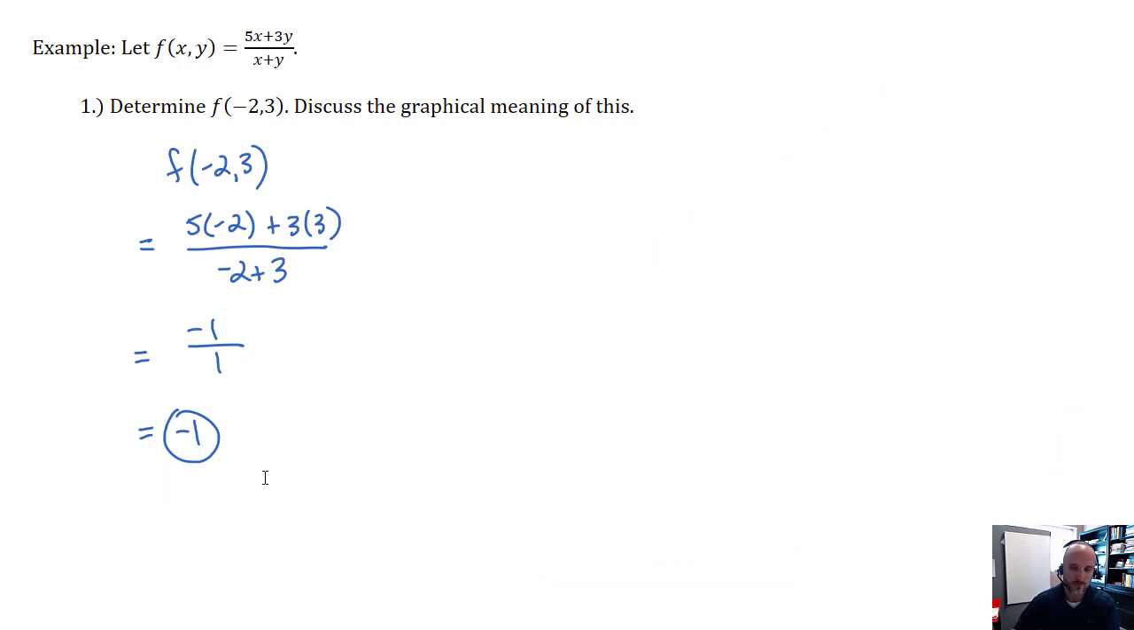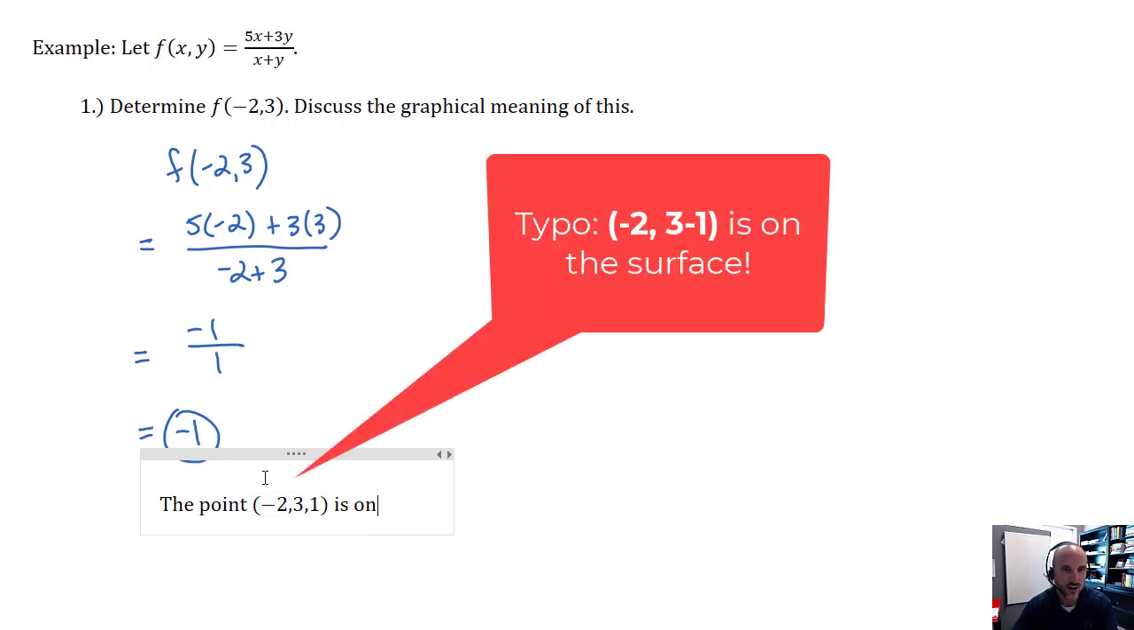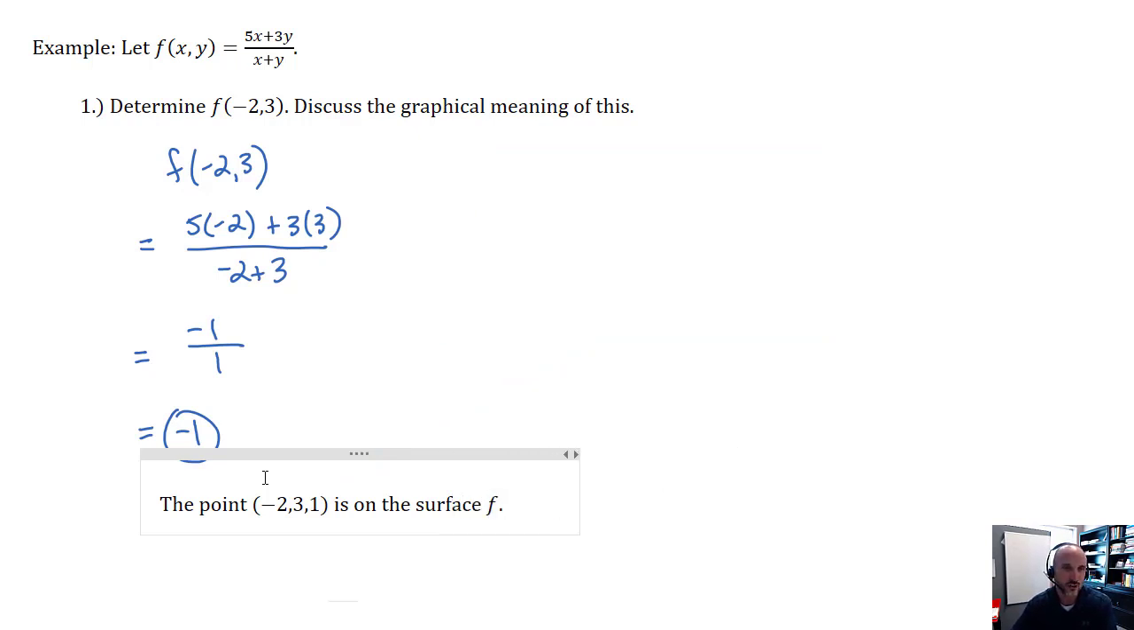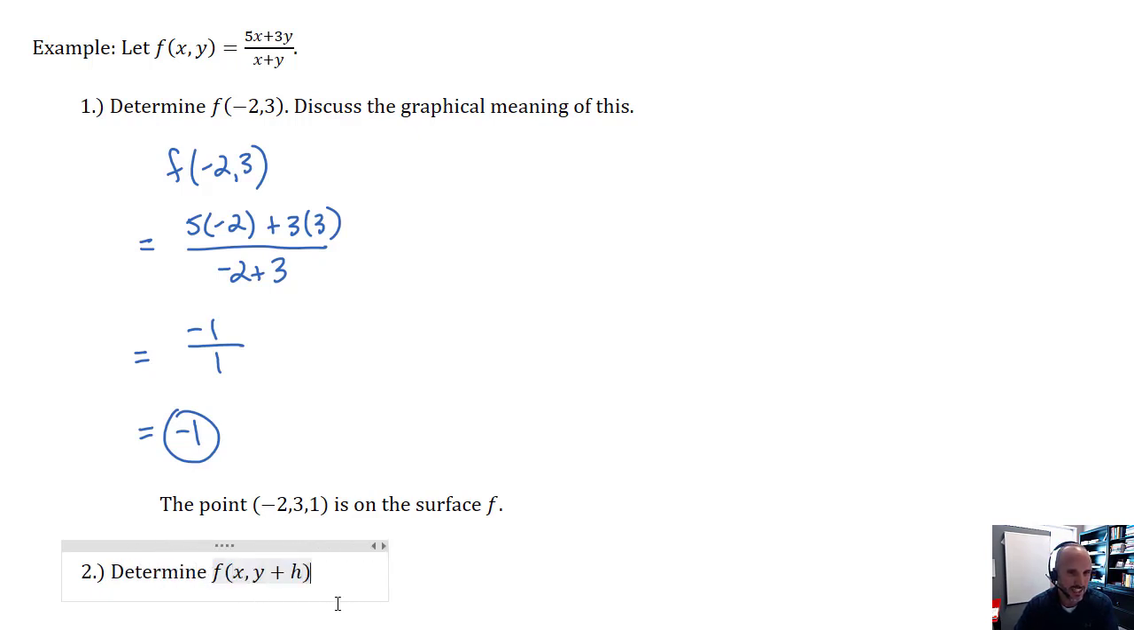So the point -2, 3, -1 is on the surface f, because this function is a surface, so that point is on that surface, okay? Example 2 dealing with this, let's determine something like f of x comma y plus h.